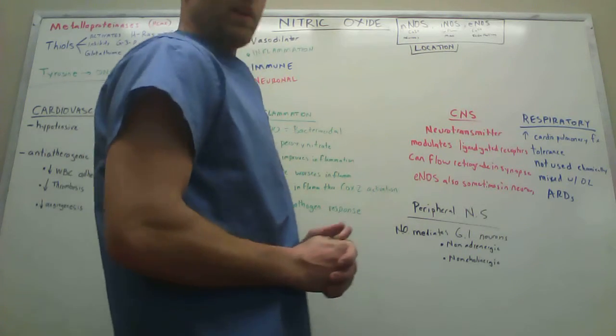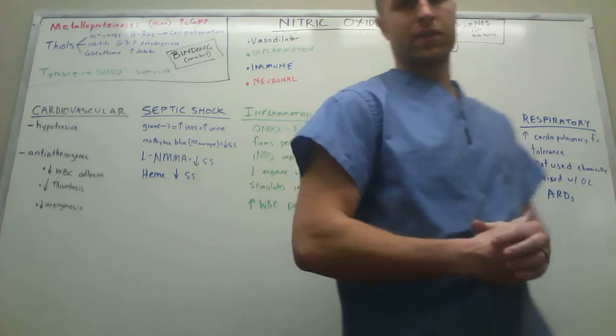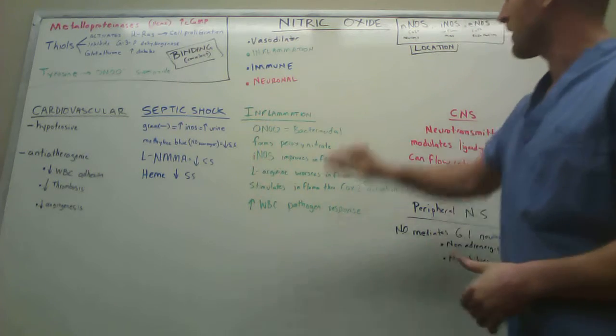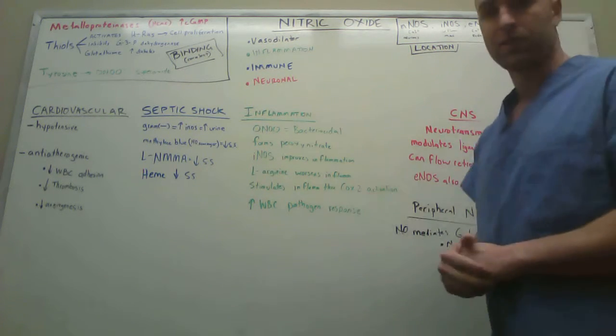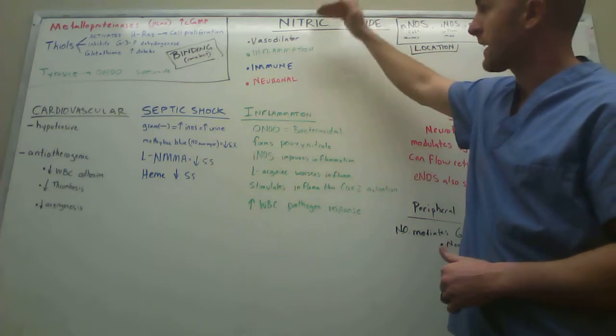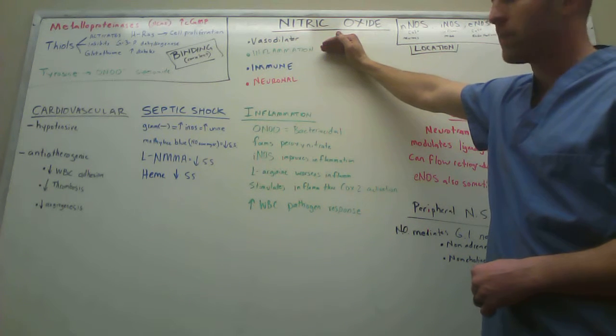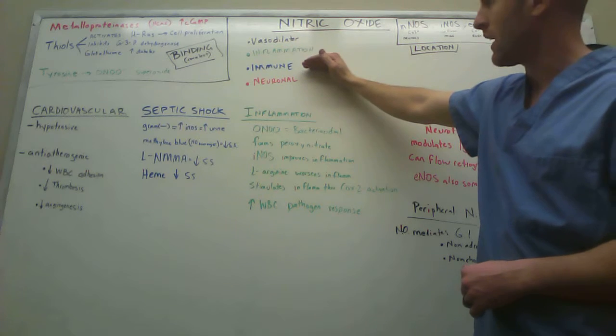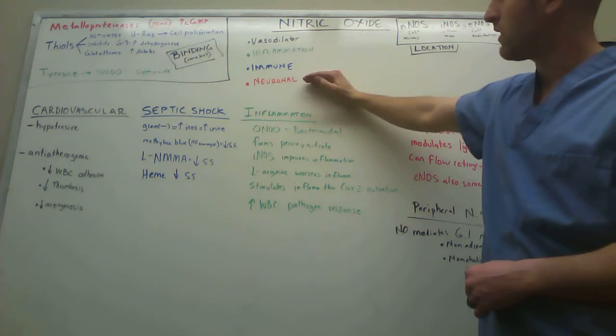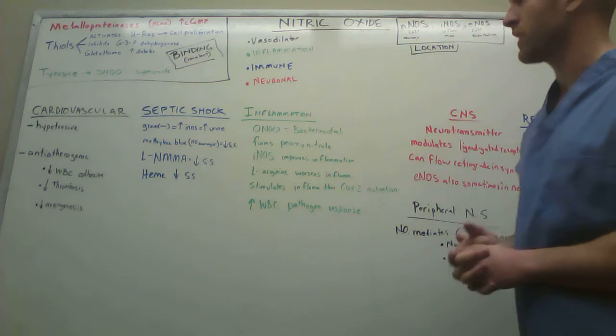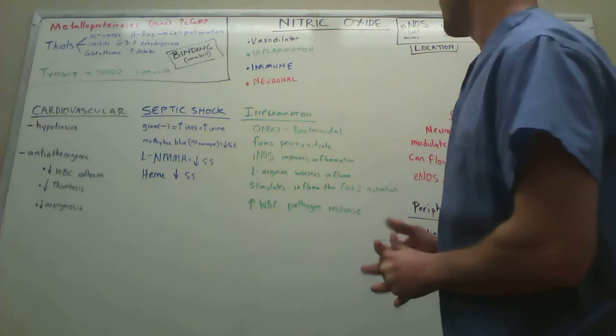Pharmacology, Exam 3. This is a lecture on nitric oxide. Starting off, understand that nitric oxide has a lot of effects in the body. It can act as a vasodilator. It can be involved in inflammation, as well as the immune system, and it even has neuronal function. So nitric oxide is all over the place and does a lot of things.